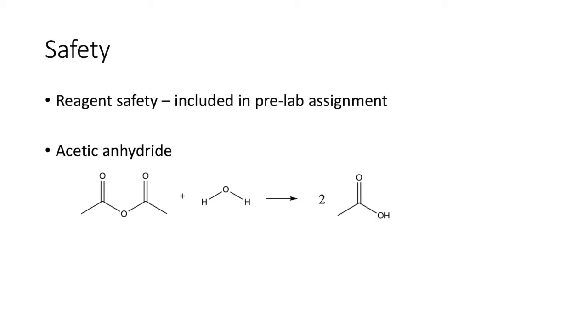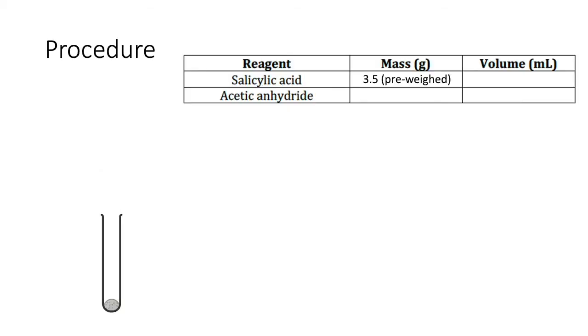And because of this, when you decompose the excess acetic anhydride, you want to do so in a fume hood because there's a possibility that the heat released will cause the mixture to splash out of the test tube. And that puts you at risk of being splashed with an extremely corrosive material. The procedure for this experiment can be broken into three general categories: a reagent mixing category, an accelerating the reaction category, and finally a reaction workup.